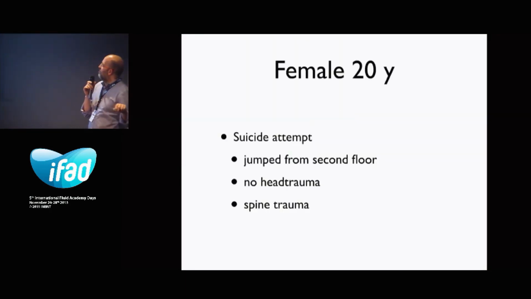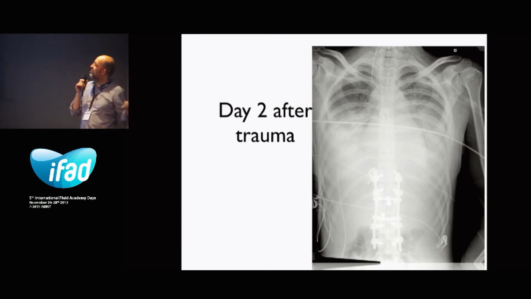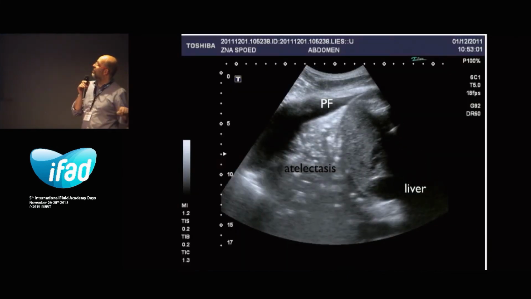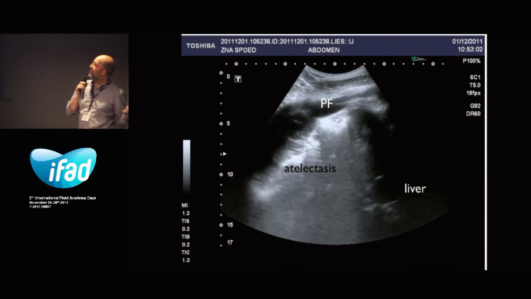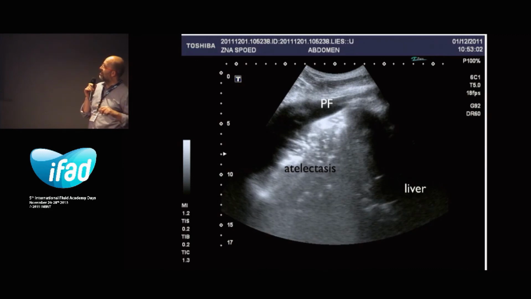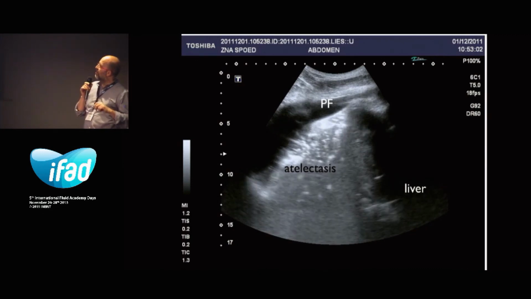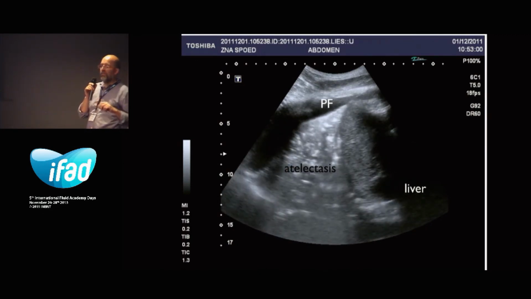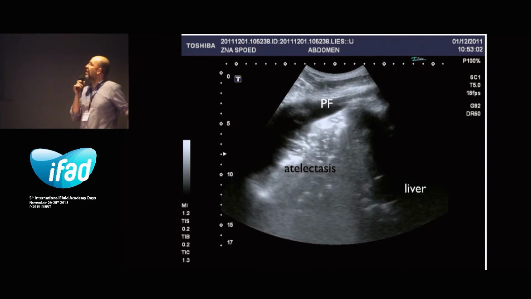Young lady, suicide attempt, jumped from second floor, no head trauma, spine trauma. Day 2 after trauma, you have this kind of problems. Two white lungs, of course, severe respiratory distress. There's no tube in already. And when you do ultrasound, you see some pleural fluid, but you see atelectasis. All the white things is air inside of a collapsed lung.